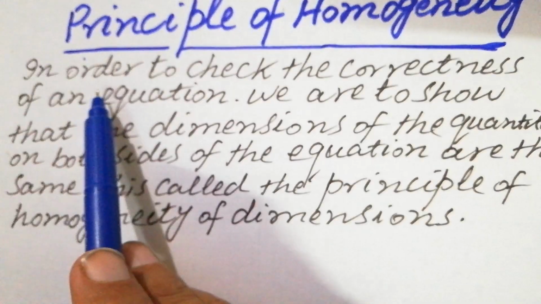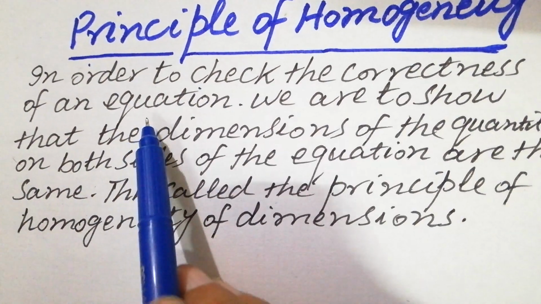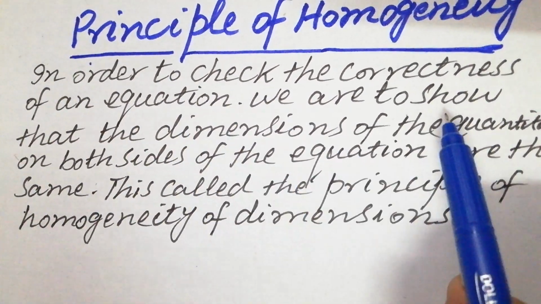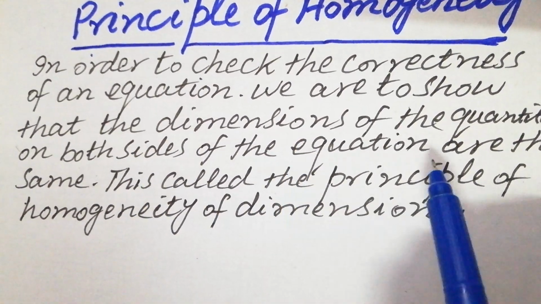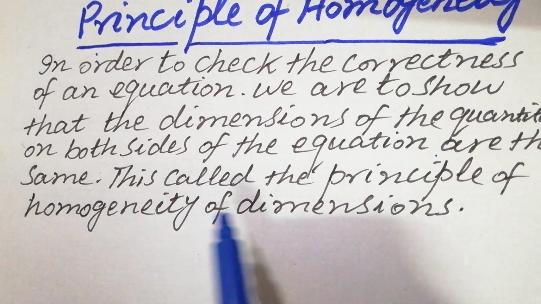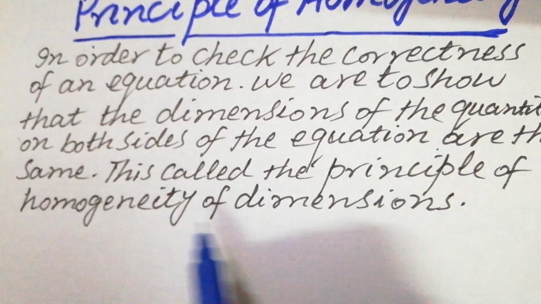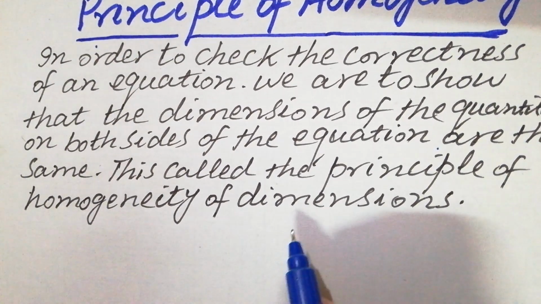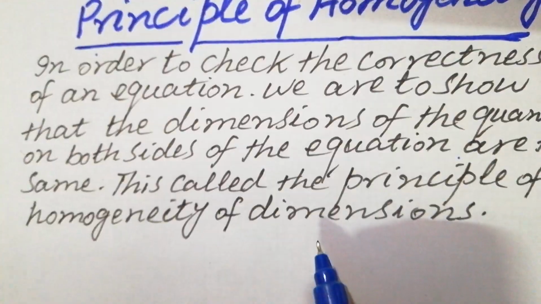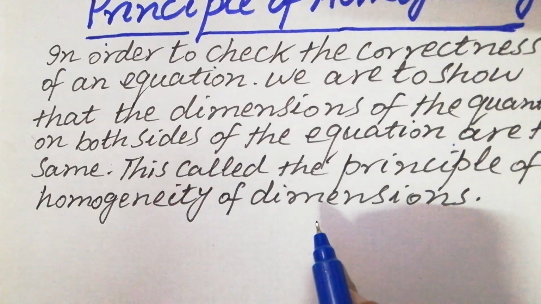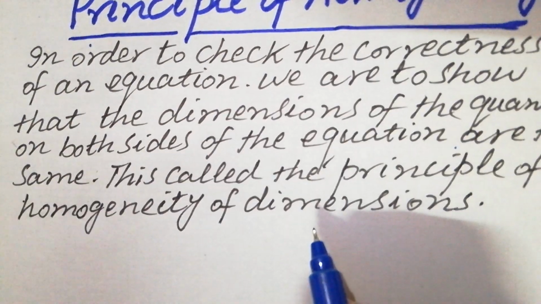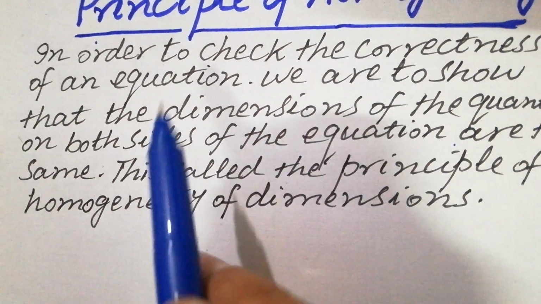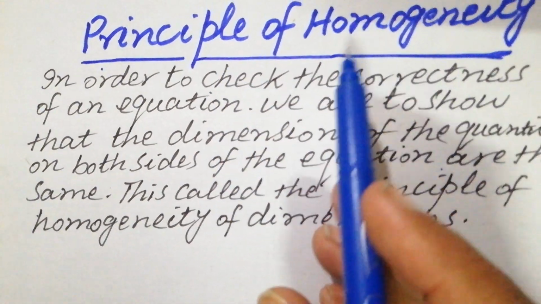Look at the definition here. In order to check the correctness of an equation, we have to show that the dimensions of the quantities on both sides of the equation are the same. This is called the principle of homogeneity of dimensions. I mean, writing the dimensions of the quantities on both sides of the equation, if they are equal, then the equation is dimensionally correct, and it is called the principle of homogeneity.